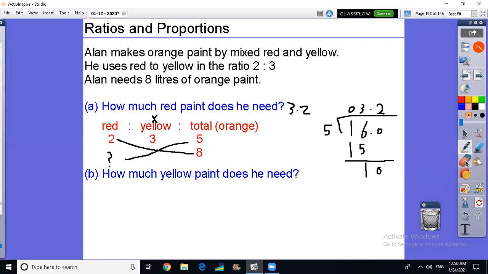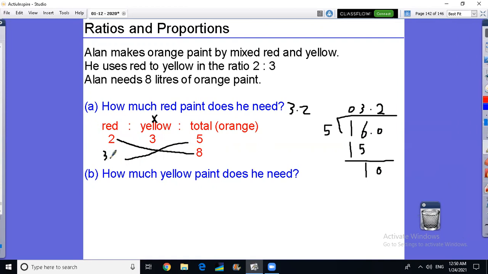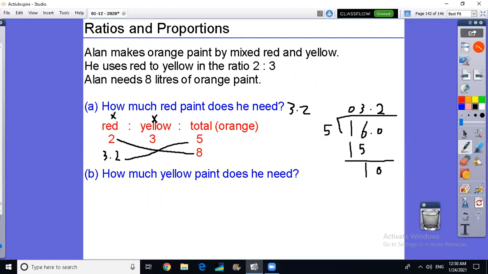You can write it here instead also of the question mark. 3.2. In the second question here, which is question B, how much yellow paint does he need? Oh, mister, do I have to do all of this again? But instead of ignoring this column, I'm going to ignore that column. No, you don't have to do this. All what you have to do, now you have the information, 3.2.